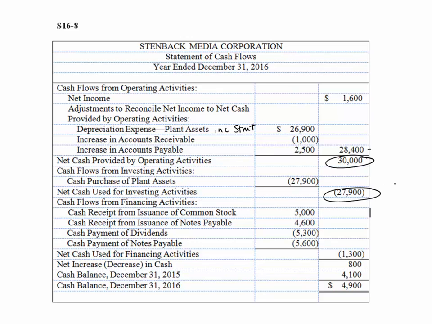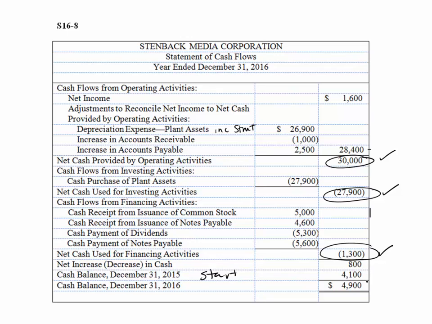And then here were my 4 things from financing. I issued stock, I issued a notes payable, I paid dividends, I made a payment on notes payable. So that's a total of negative $13,000. So I do the $30,000 minus the $27,900 minus the $13,000, and I get a net increase in cash of $800. I started with $4,100.